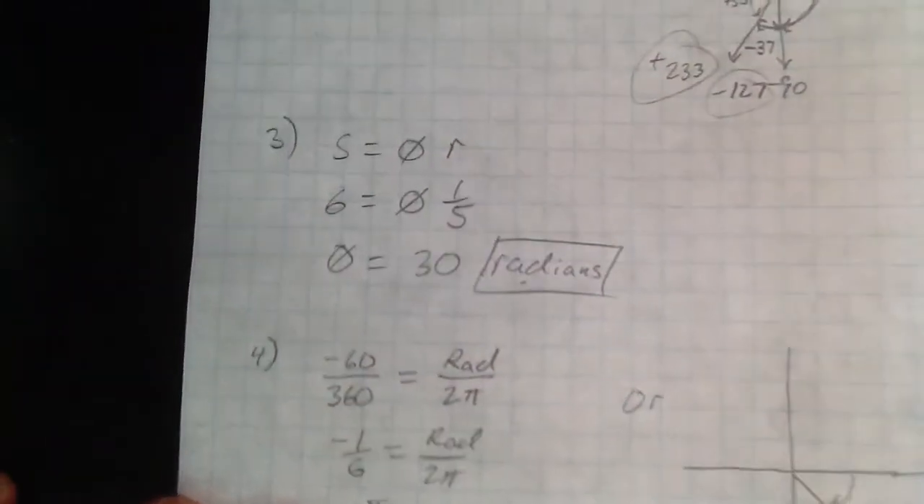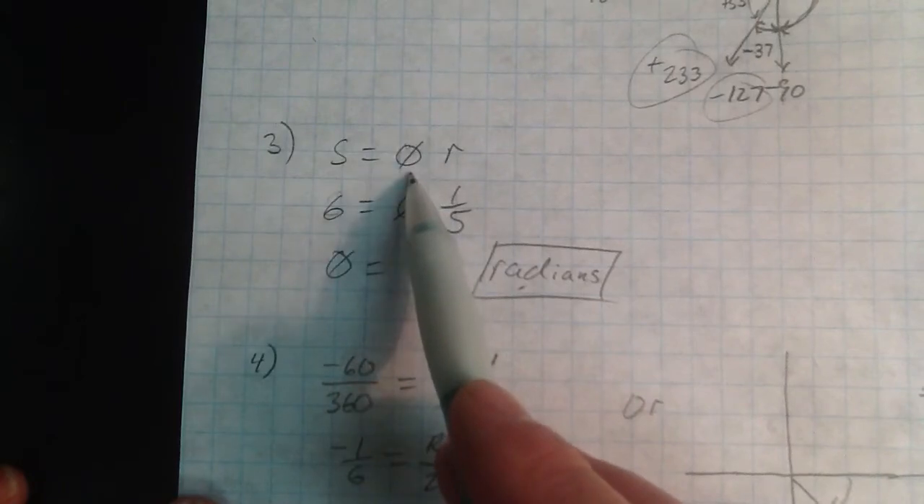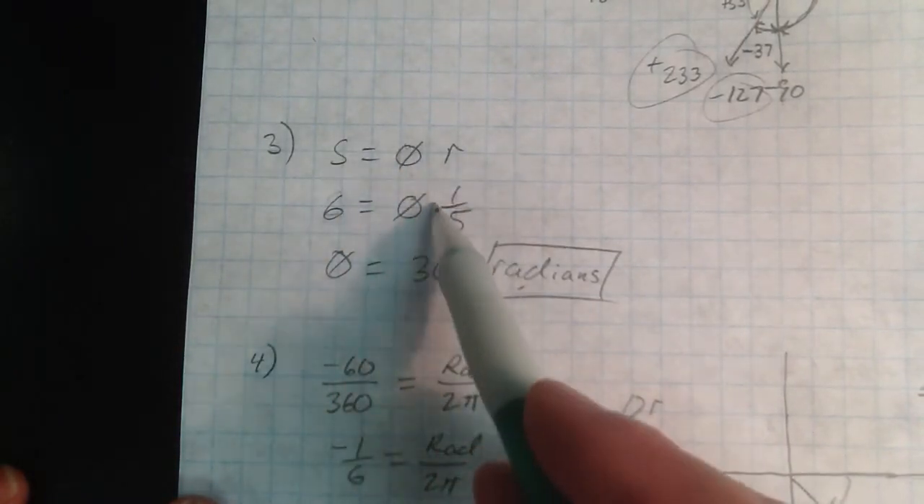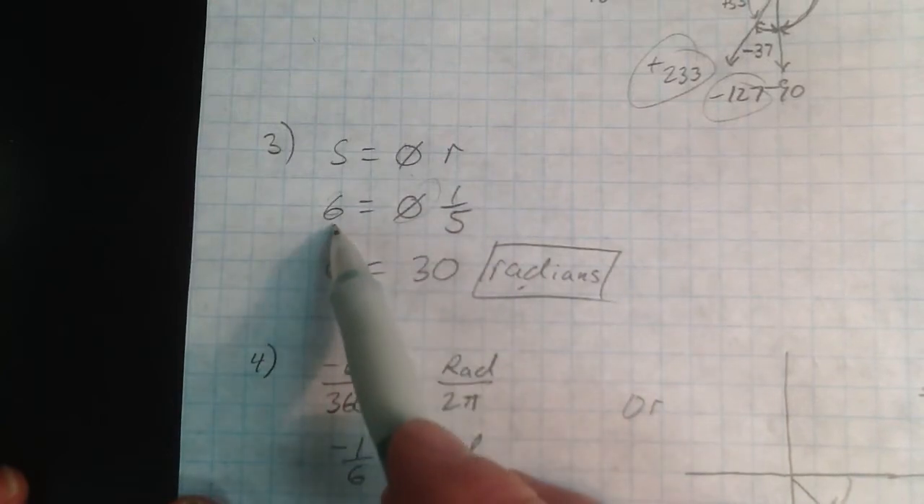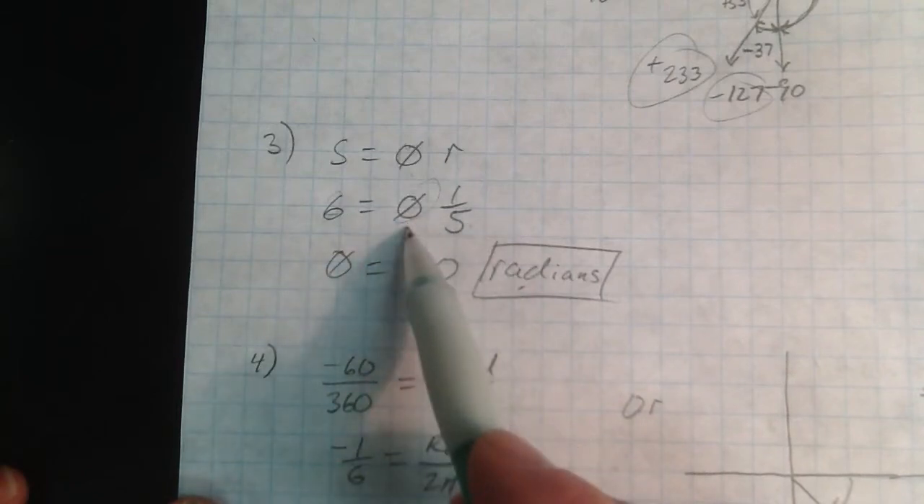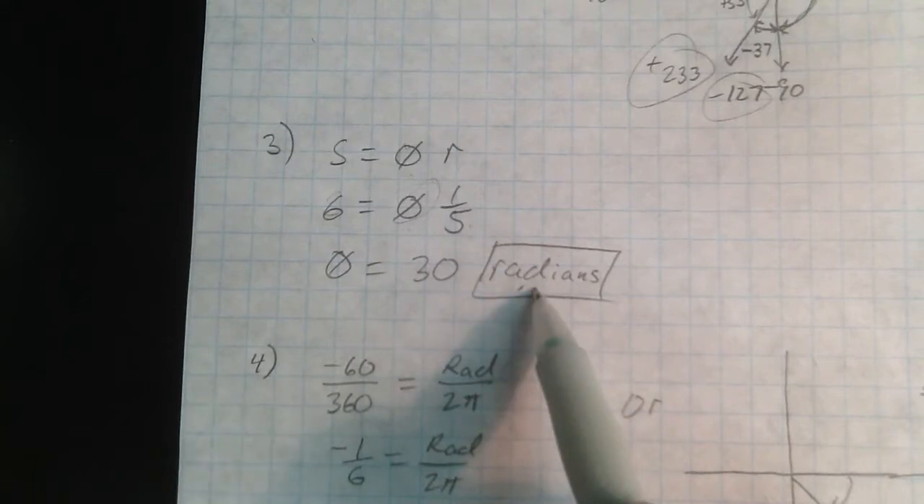Okay, arc length formula. Arc length is equal to the central angle times the radius. This only works when theta is in radians. Okay, so they give me the arc length, they give me the radius. So if I solve this equation, my answer then has to be in radians.